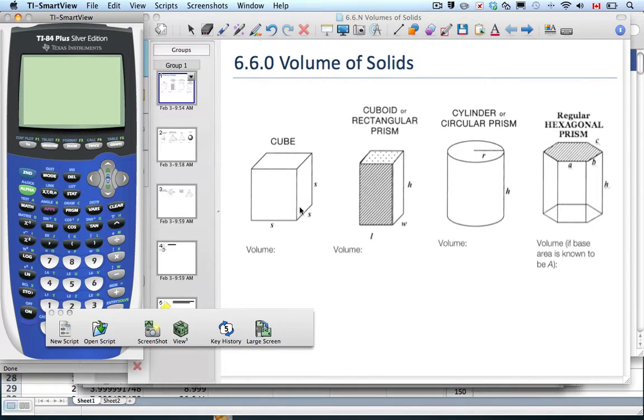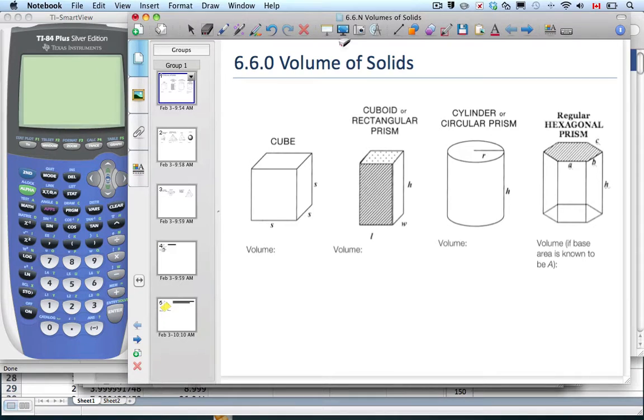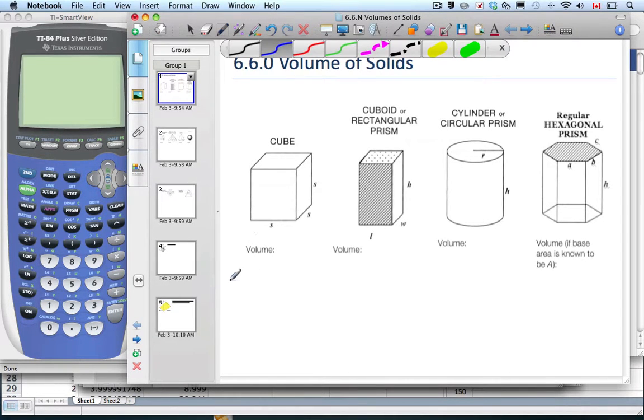Okay, so if we have a cube, to find the volume, we have a formula. And the formula for this one is just length times width times height, which, since they're all the same, is S cubed. Is that what you do? I usually always write area of the base times height. Ah, right. Let's talk about that.